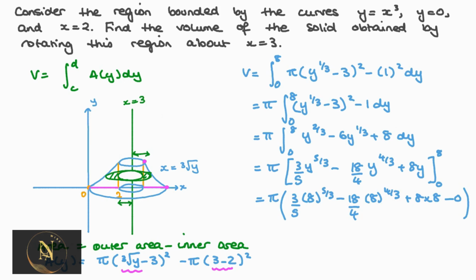We then substitute our limits y equals 0 and y equals 8 in. Finally, we simplify, and we find that the volume of the solid obtained by rotating our region about the line x equals 3 is 56 pi over 5 cubic units.